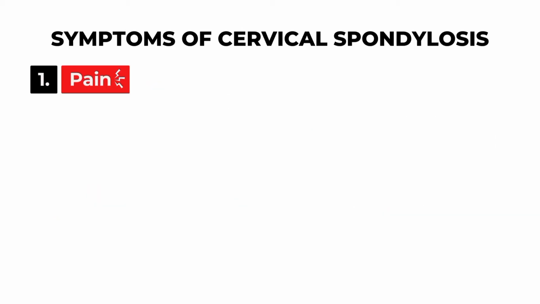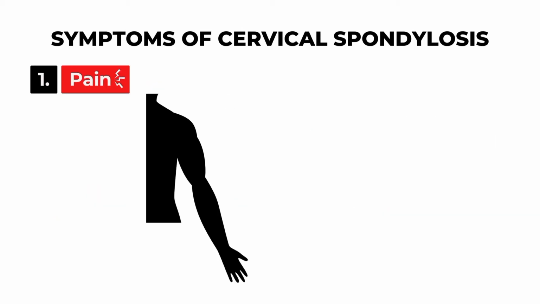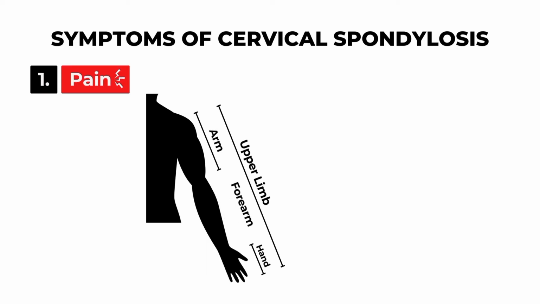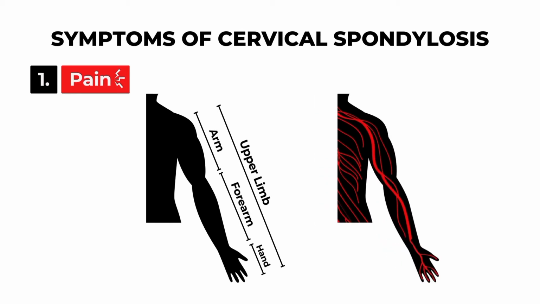Now, another definition of terms. When we say hand, in medicine, the hand just simply means this part of the body. When we say upper limb, it means from there all the way down. When we say arm, it means from the shoulder to the elbow. And when we say forearm, it means from the elbow to the wrist. When the pain in cervical spondylosis occurs, you could have pain coming down from the neck all the way to the shoulder and then down to the hands.